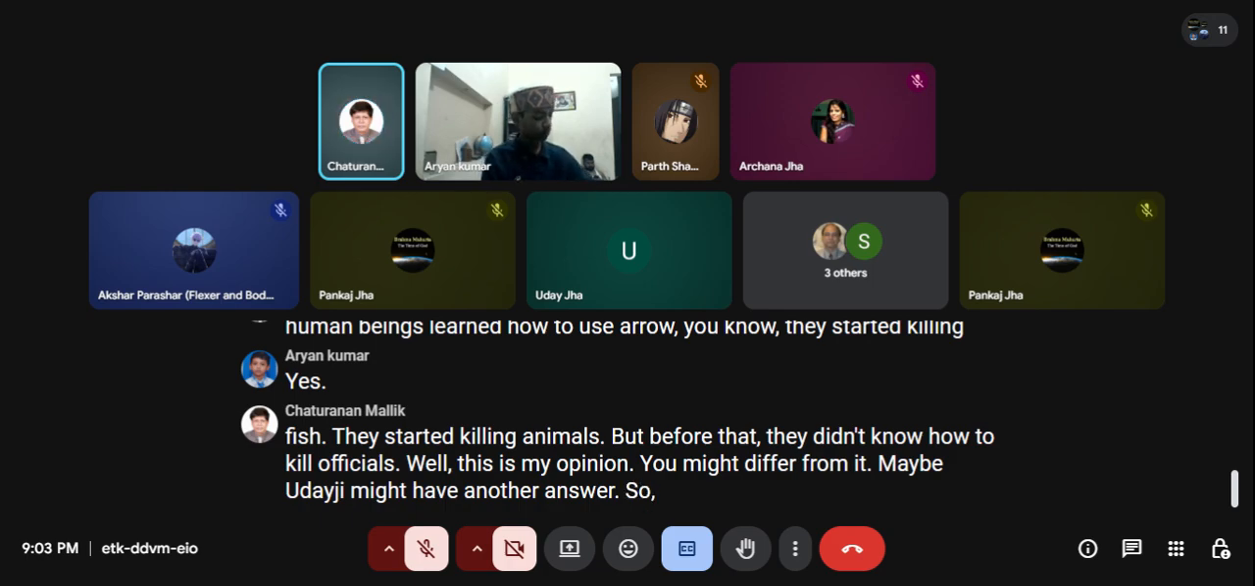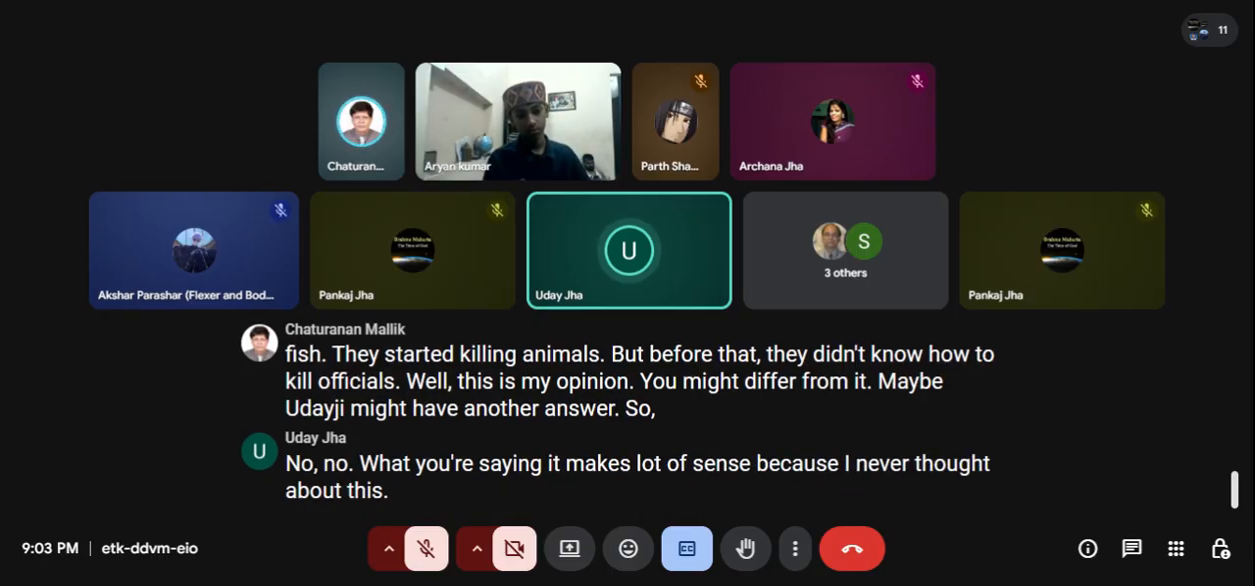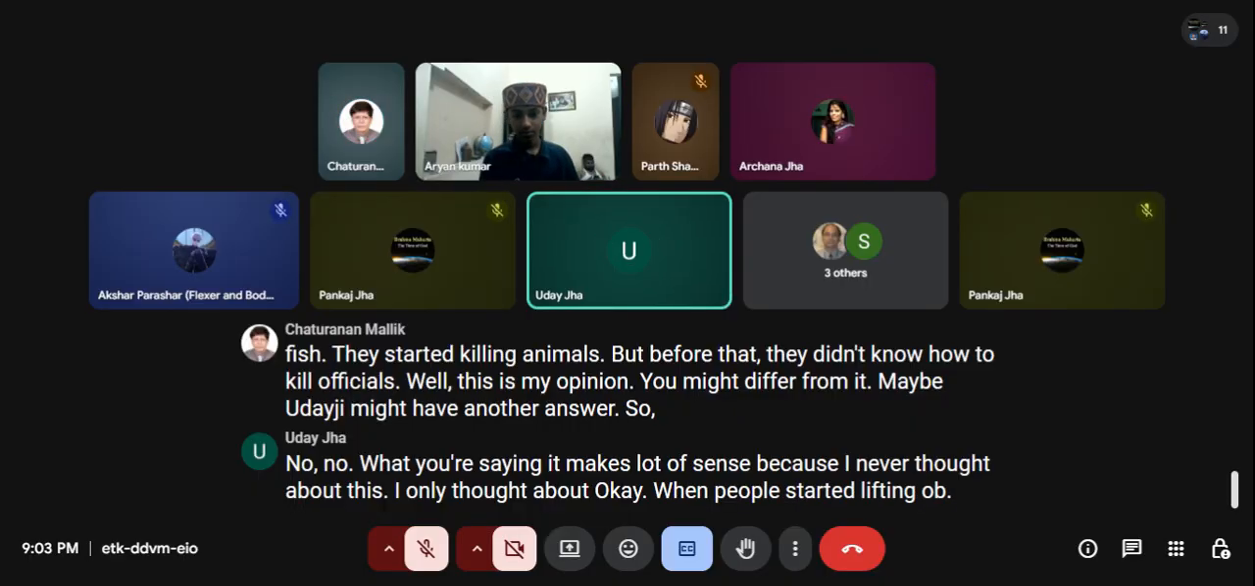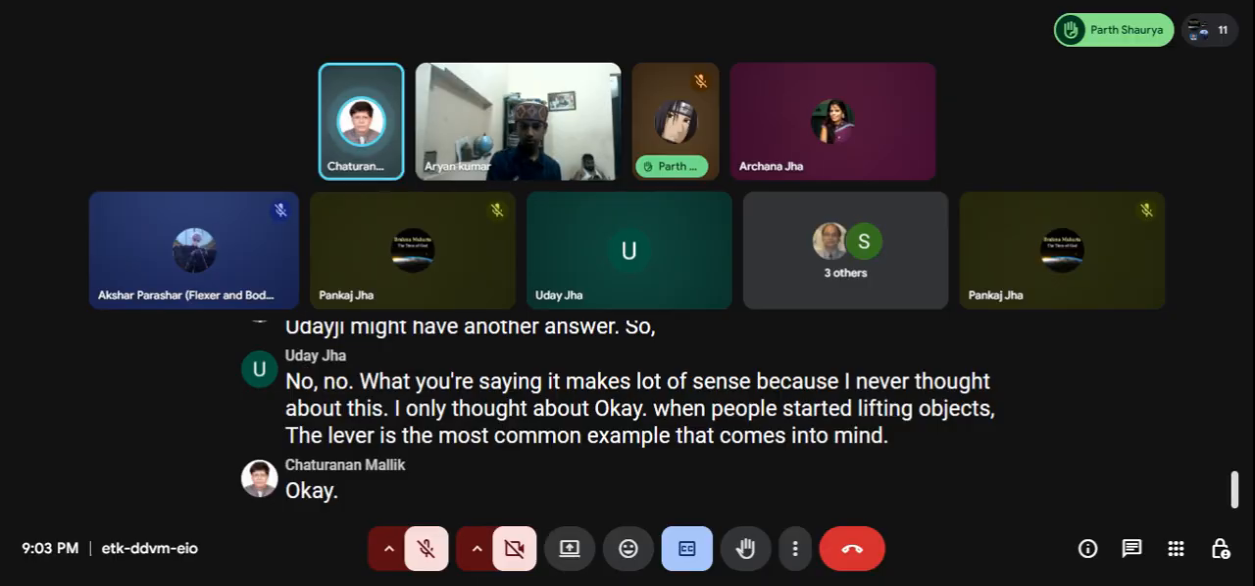No, what you're saying makes a lot of sense, because I never thought about this. I've only thought that when people started lifting objects, the lever is the most common example that comes right into mind. Yes.